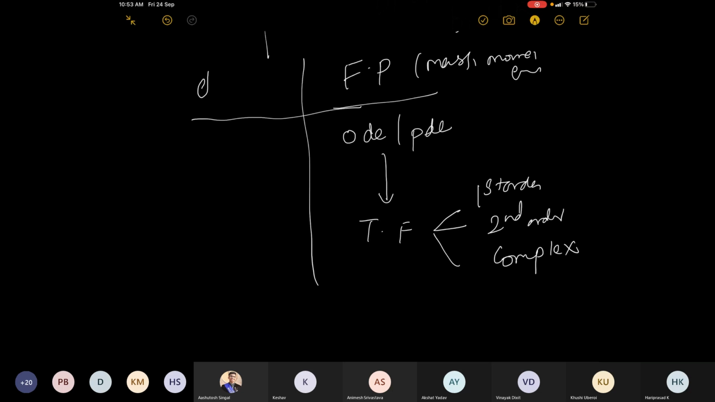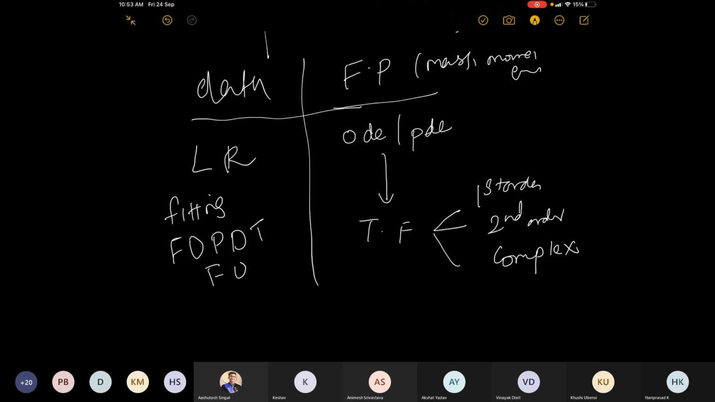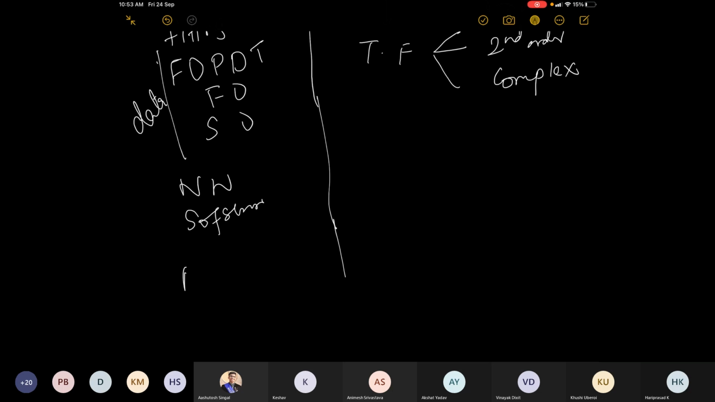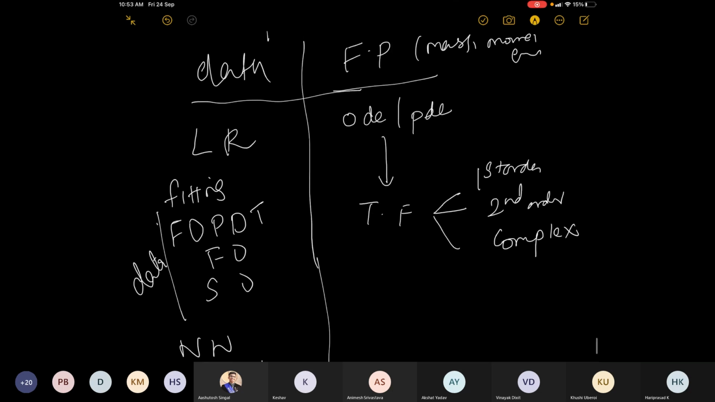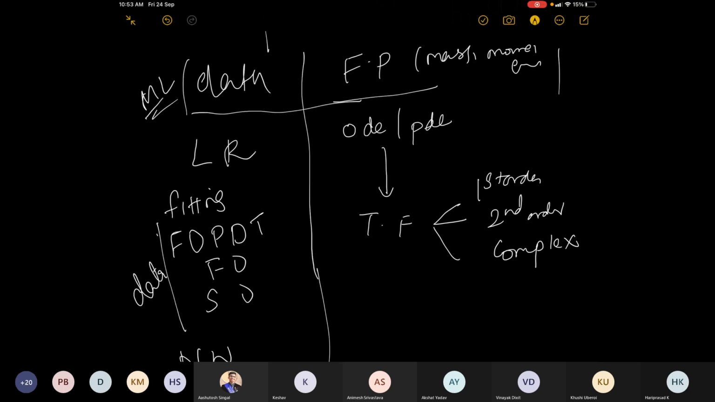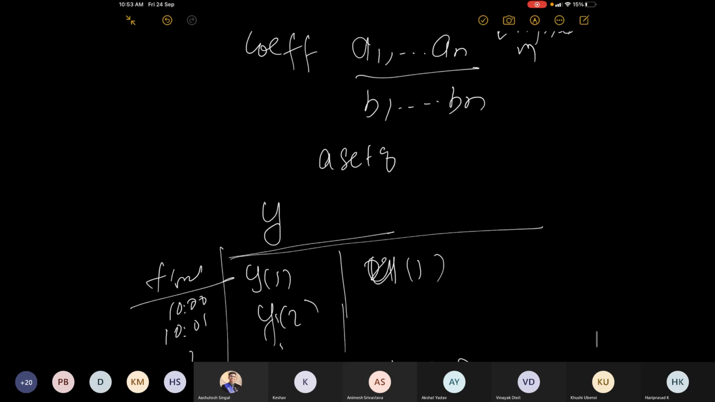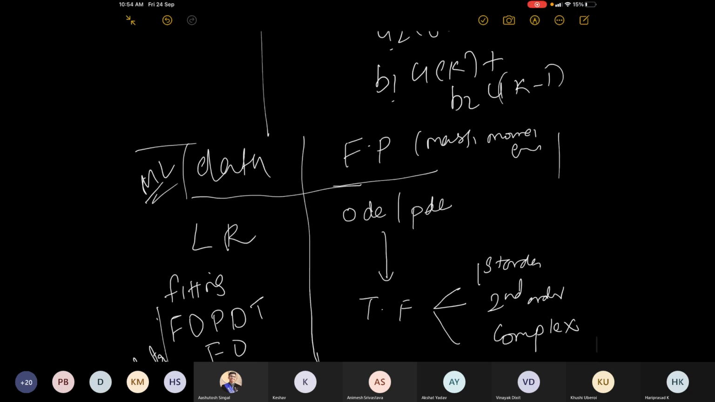On a parallel track, we also saw data and data-based models like linear regression, again fitting first order plus time delay, or even first order or second order from data. And we quickly saw neural nets. We have now seen soft sensors, also ARX models and impulse response models. So this is fully data driven. It is the ML route to it. This is the classical first principle route to it. And now we stop the dynamics part of our course. We have learned enough of the dynamics.